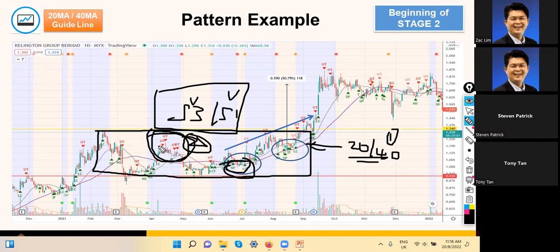Because you are in stage 2 and stage 1, only if you are already fired up at that time do you use 20, 40 as the primary. Primary means you take more consideration of the 20 moving average compared to a different signal.